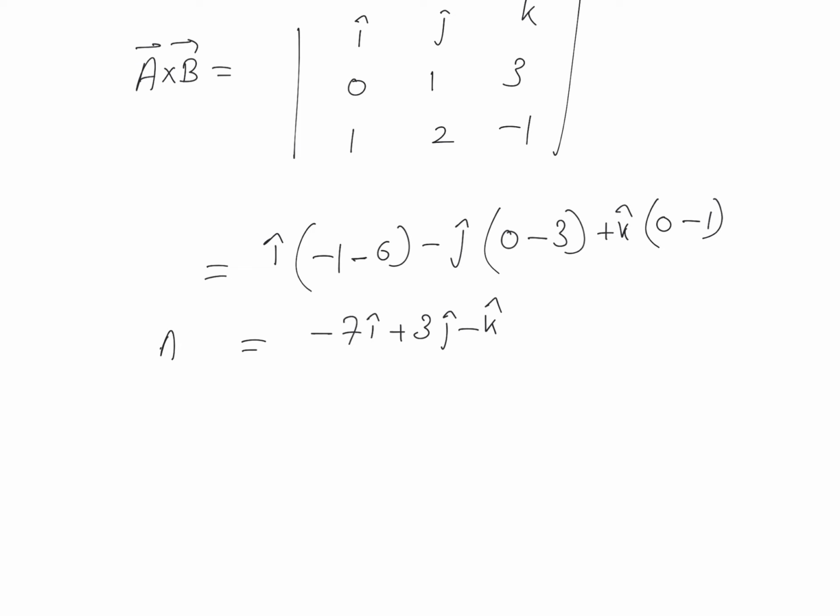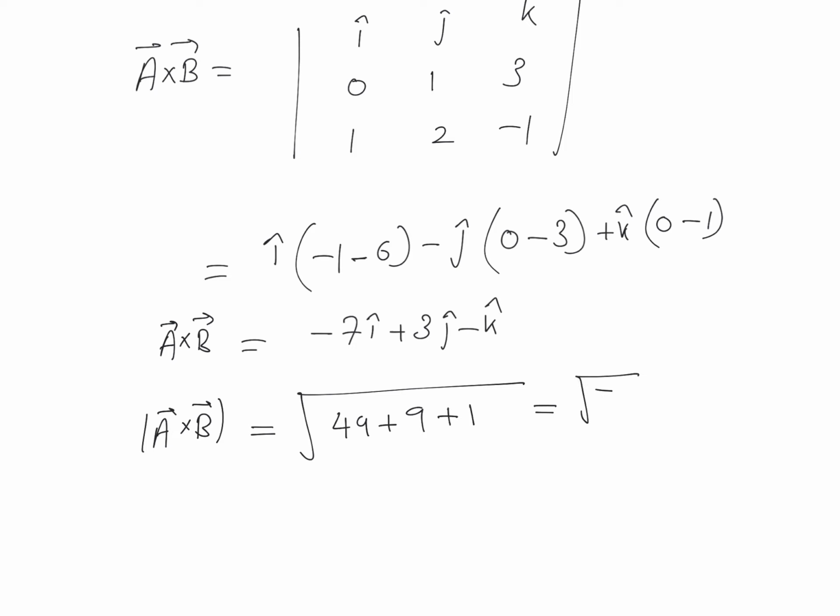So this is our a vector cross b vector, but our aim is to find the magnitude of this a vector cross b vector. So that is equal to the square root of minus 7 squared, which is 49, plus 3 squared, which we can take as 9, plus minus 1 squared, that is 1. So this is going to be root of 59. So root of 59 is the magnitude of a cross b, or that is the area of the parallelogram.